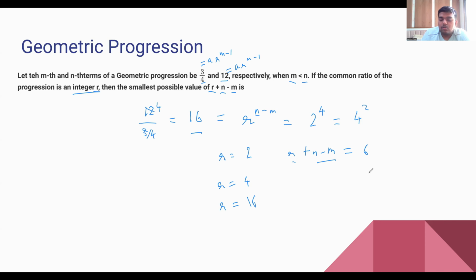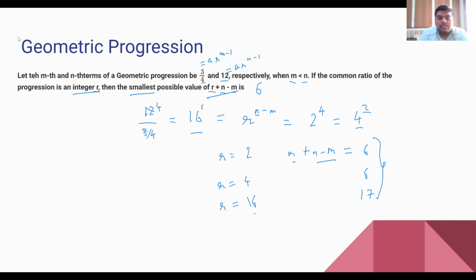R equal to 4, this will be equal to 4 to the power 2. So 4 plus 2, again a 6. And r equal to 16, 16 to the power 1. So this will be equal to 17. So these are the three possible values of r plus n minus m. But since we have to find the smallest one, it will be equal to 6.